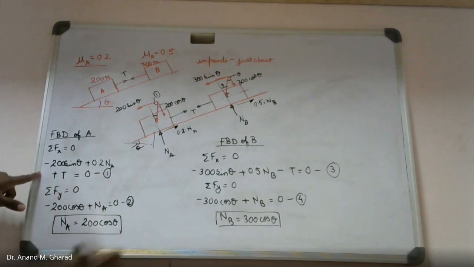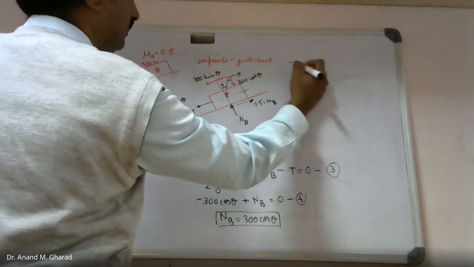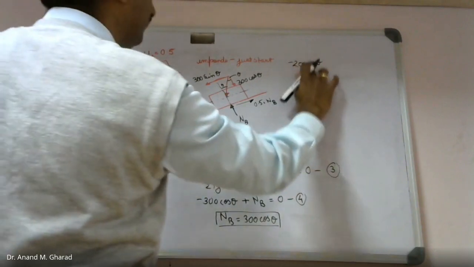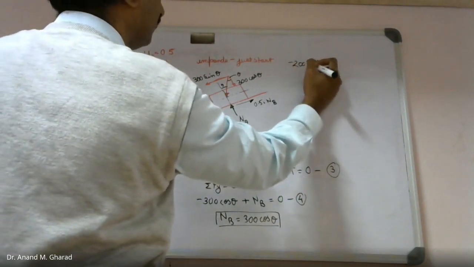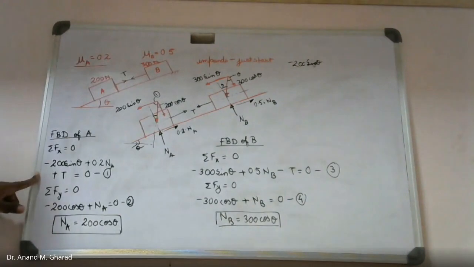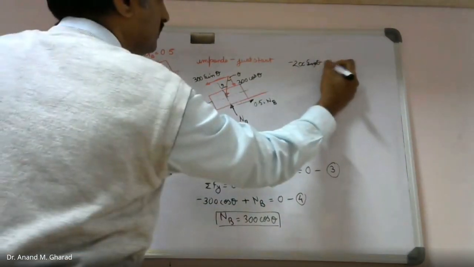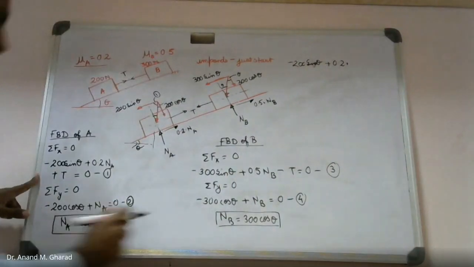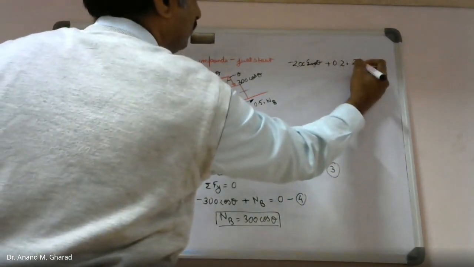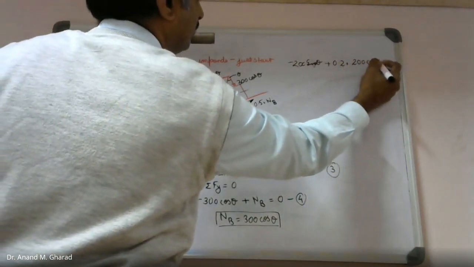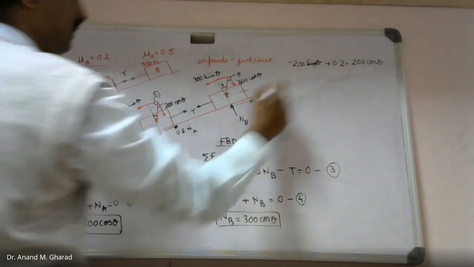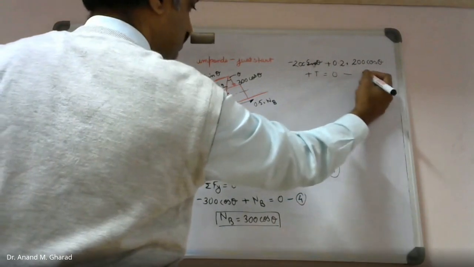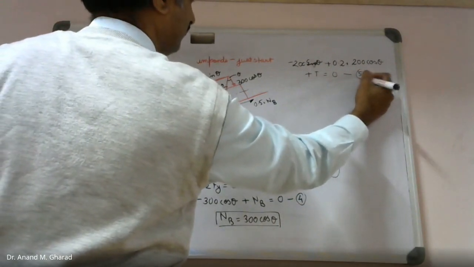So let's say this minus 200 sine of theta plus 0.2 times, how much is this value? 200 cos of theta plus T equal to 0. Let me call this equation 5.